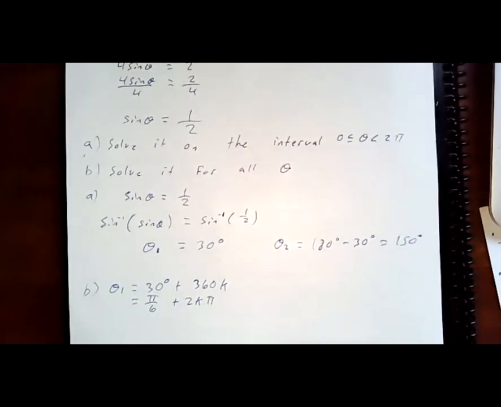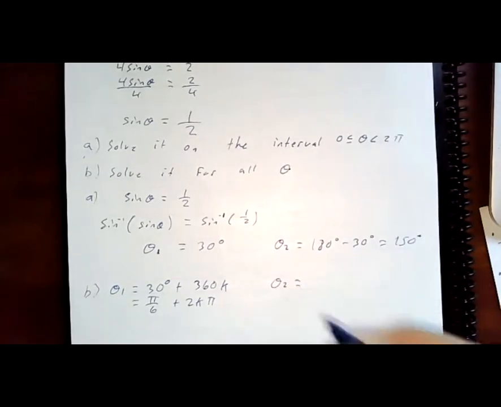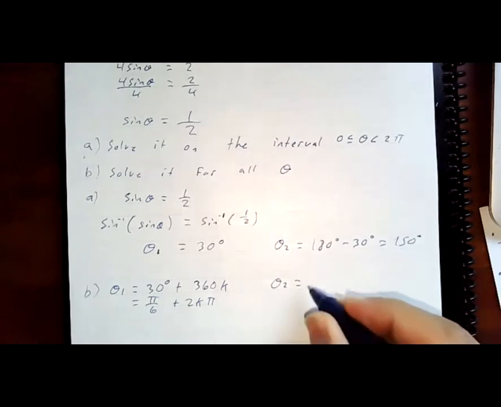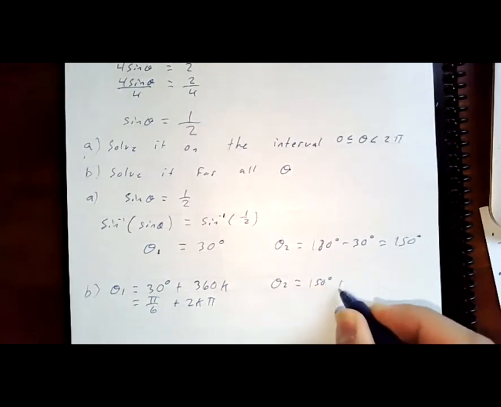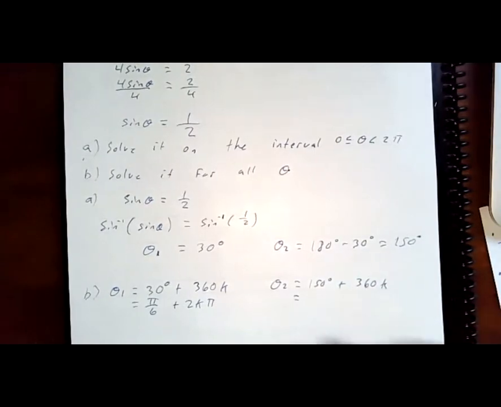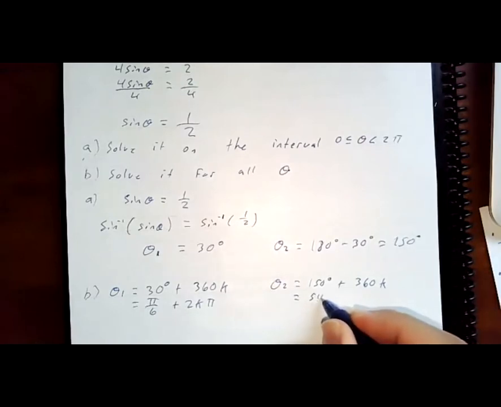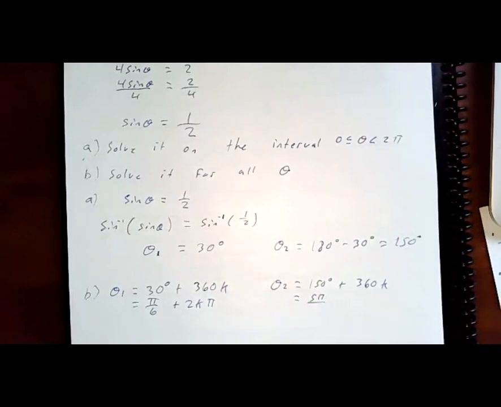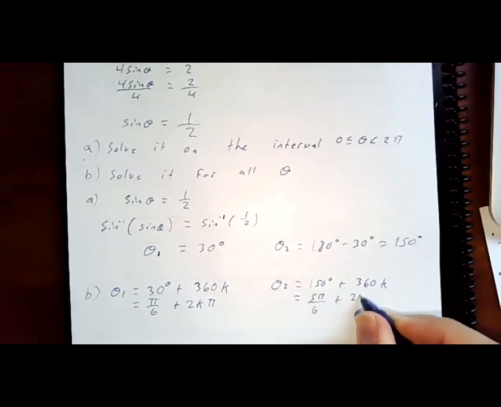Or 2 pi K, whatever, same thing. Theta 2 would be, that would be same thing, 150 plus 360K. Or in radians, that would be 5 pi over 6 plus 2 pi K, or 2K pi, whatever.